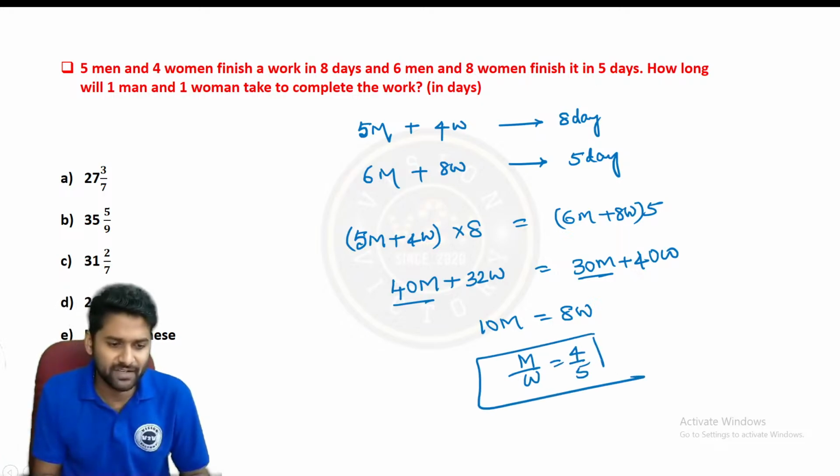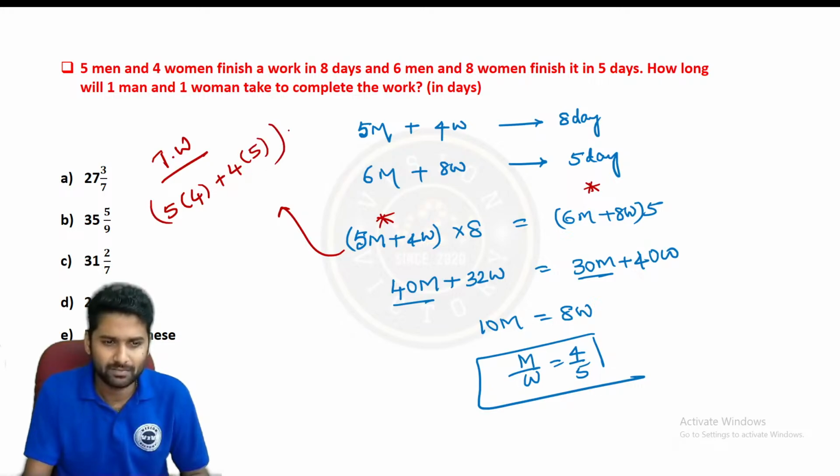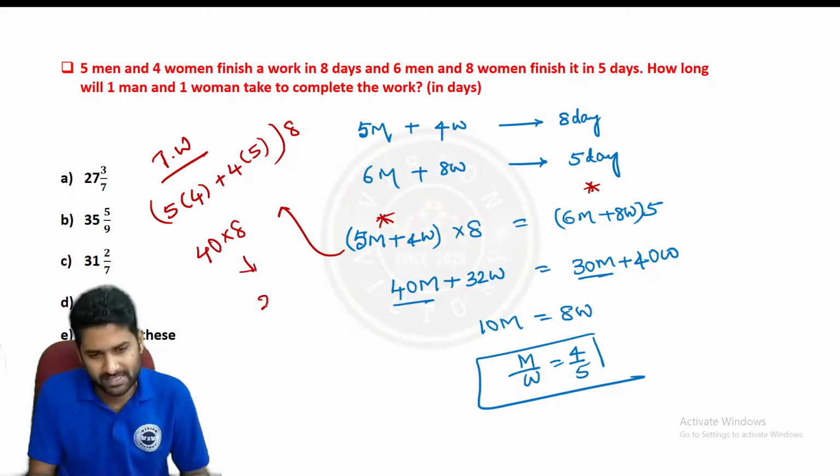Guys, first identify what the total work is. You can take either this equation or this equation. You will get the total work. Now identify what the total work is. Total work here, so 5. For your reference only, I am substituting each and every value. So 40 into 8, total work is equal to 320.